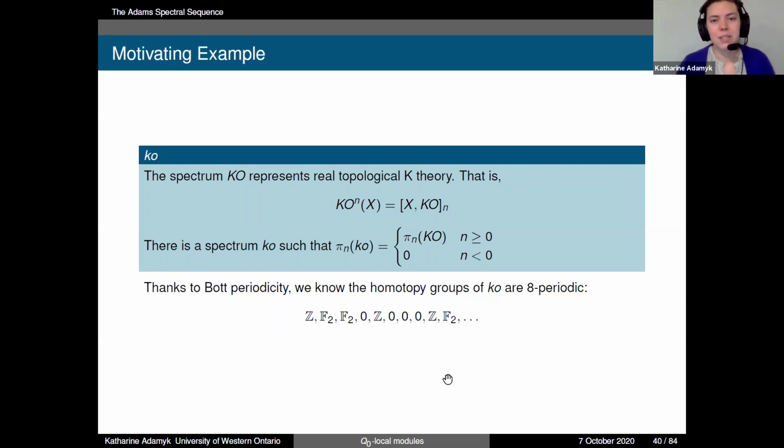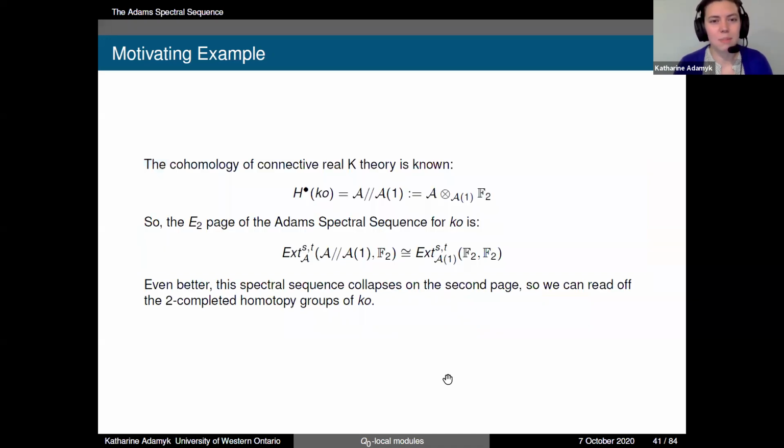Okay, so what does this look like in the Adams spectral sequence? Well, the cohomology of connective real K-theory is known to be A mod mod A1. So the E2 page of the Adams spectral sequence is going to look like Ext over the whole Steenrod algebra for A mod mod A1, F2. There's a change of rings isomorphism that tells you that this is the same as Ext over A1 of F2, F2.